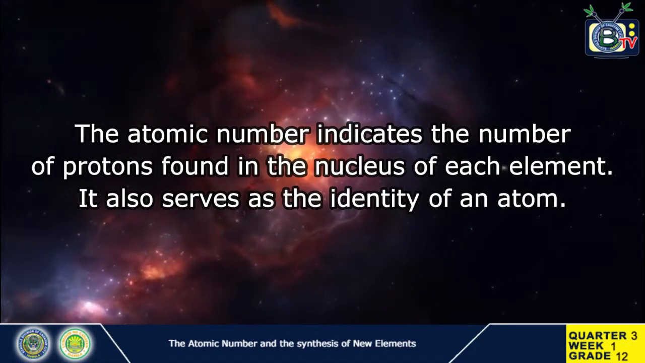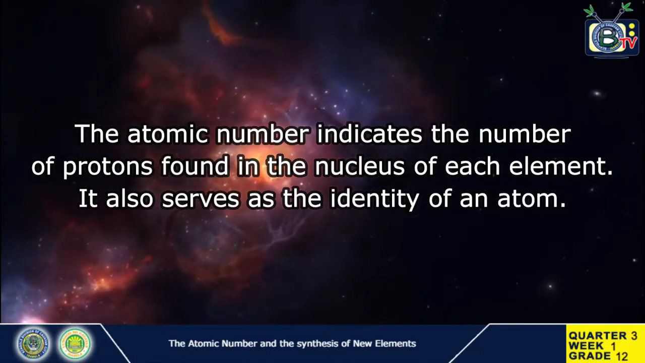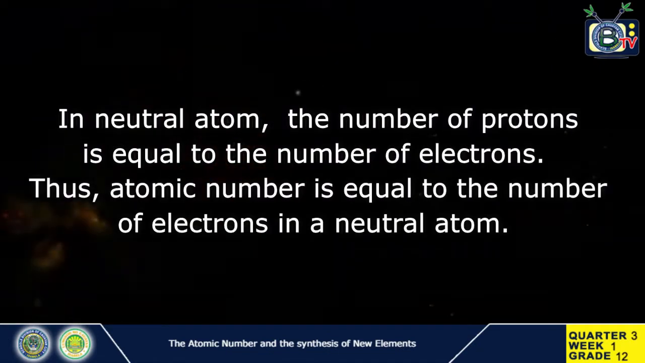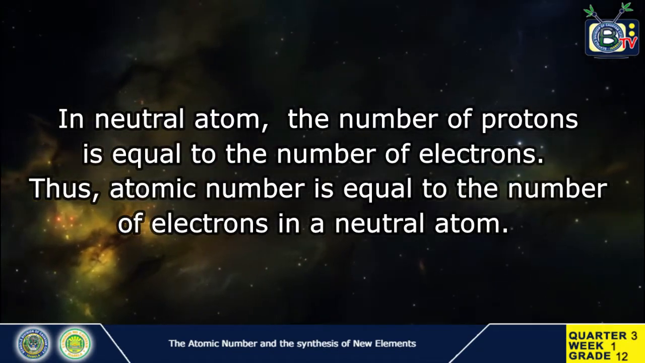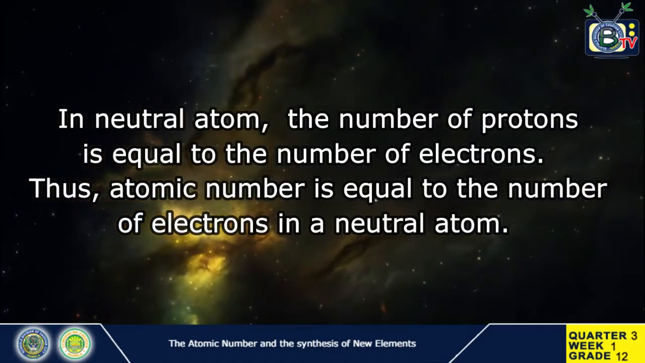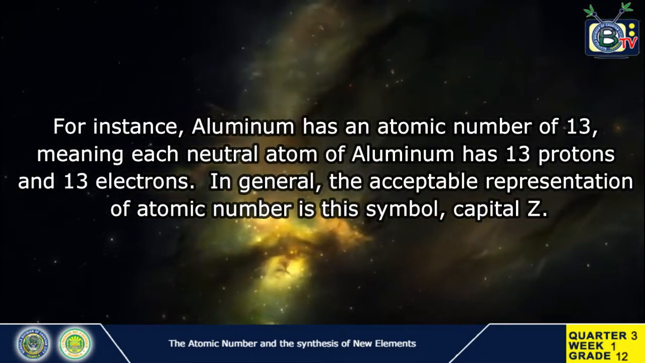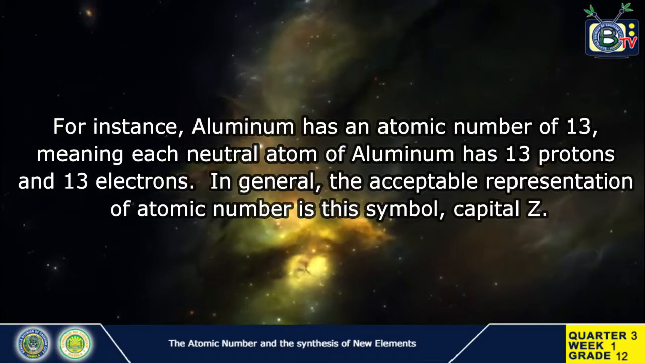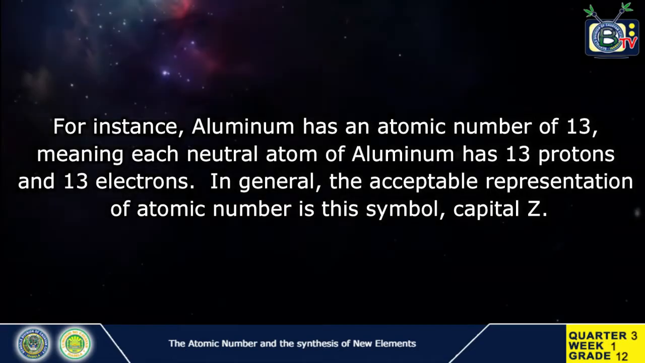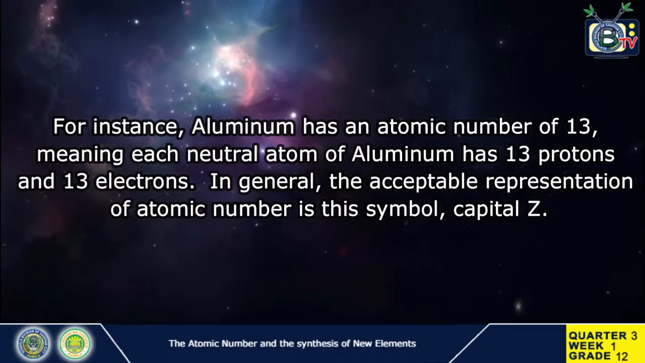The atomic number indicates the number of protons found in the nucleus of each element. It also serves as the identity of an atom. In a neutral atom, the number of protons is equal to the number of electrons. Thus, the atomic number is equal to the number of electrons in a neutral atom. For instance, aluminum has an atomic number of 13, meaning each neutral atom of aluminum has 13 protons and 13 electrons. In general, the accepted representation of atomic number is the symbol capital Z.